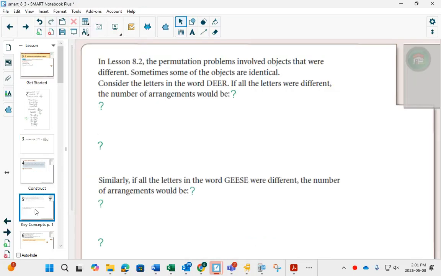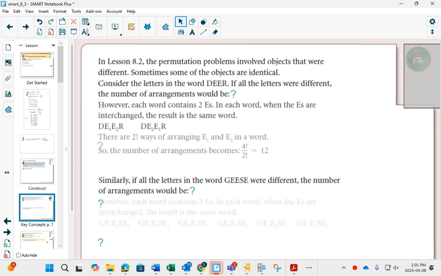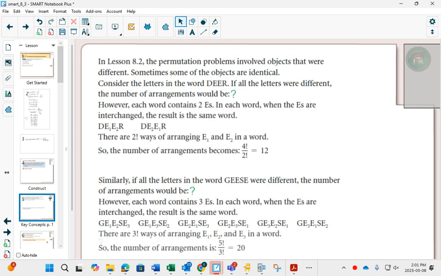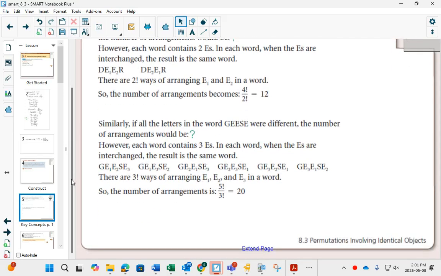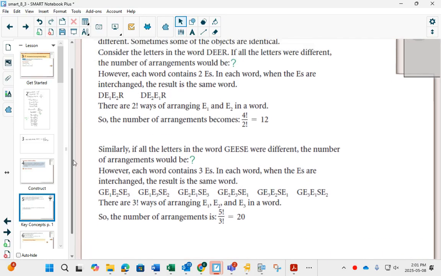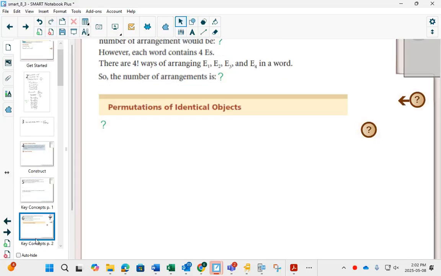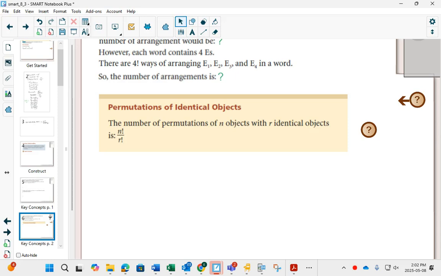This is called permutations with identical objects. And here they're like geese, they're numbering the E's to show you that there's 6 different ways. And they have the formula right here. If you have identical objects in it, you have to divide all those permutations out.